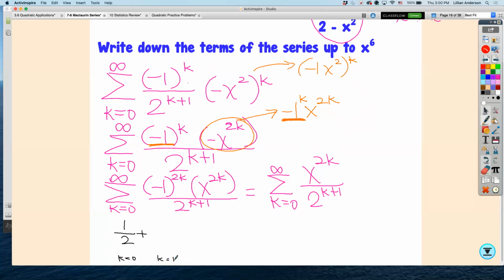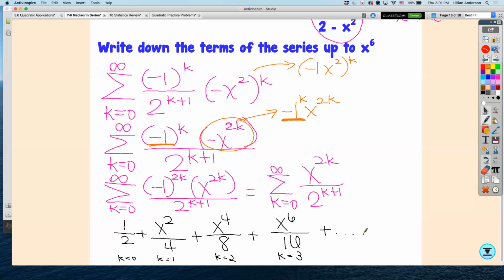What do I get when k is equal to 1? x squared over 4, because it becomes 2 to the 2nd. So then that's 4. I got to keep going because I'm not at x to the 6th yet. No, I'm at x to the 2nd. You're x to the 4. Now I'm at x to the 4 because I have x to the 4th over 8. Very good. Here we are. x to the 6. I'm at x to the 6th over 16. And there are the terms of my series up to x to the 6th. Of course, it would keep going after this because it is a series, but we just want the ones up to the 6th power.